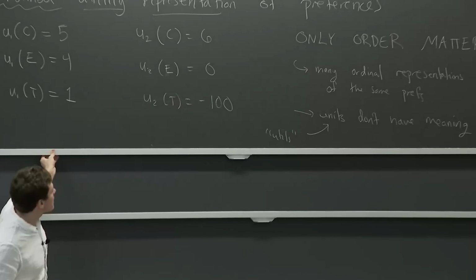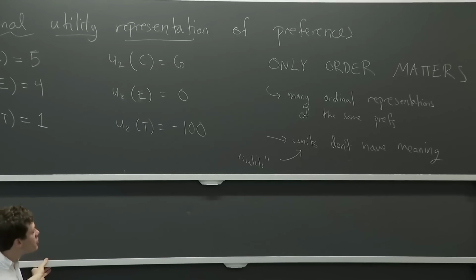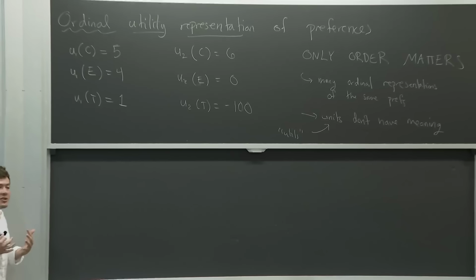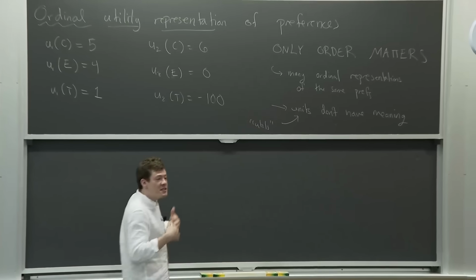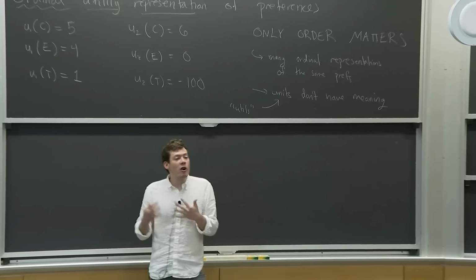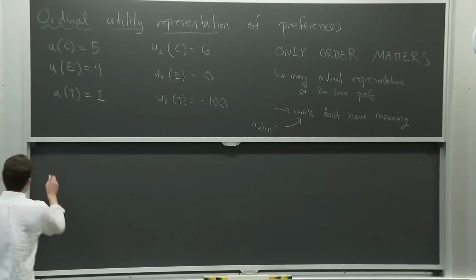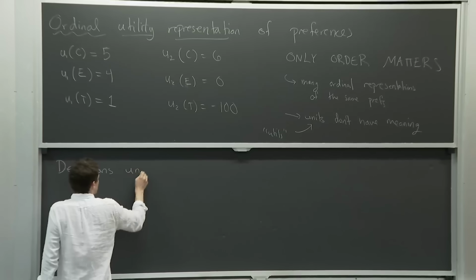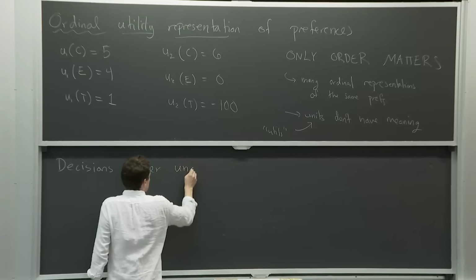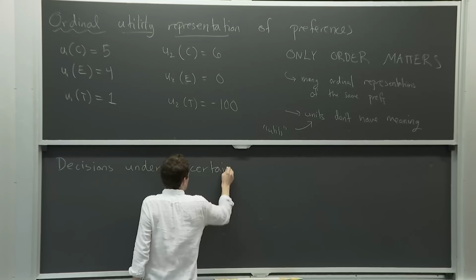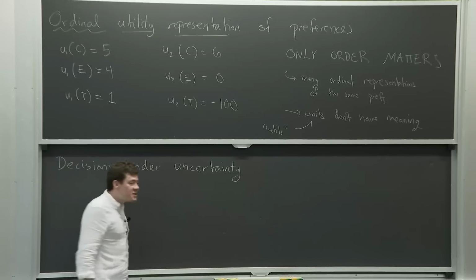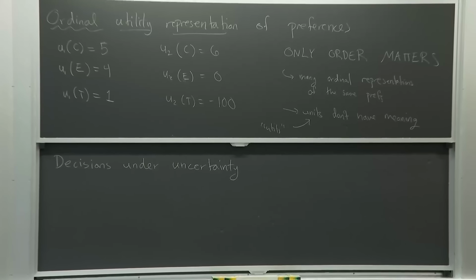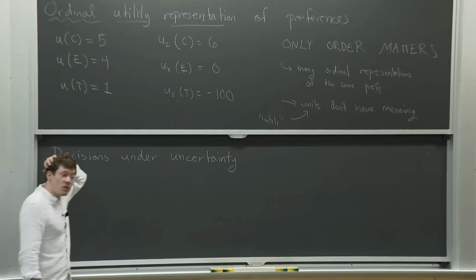So this is ordinal. The issue is that often in game theory, we face decisions under uncertainty. And when we face decisions under uncertainty, we need to model preferences a bit differently. So let's now move to decisions under uncertainty. What does a decision under uncertainty mean? It means when I make a choice, I don't know exactly what the consequence of that choice will be.